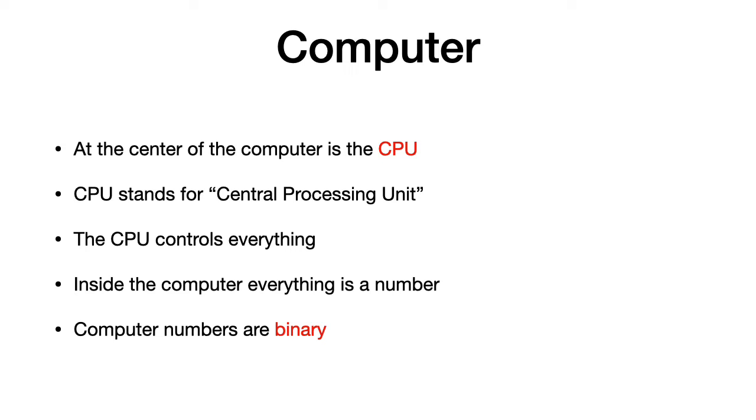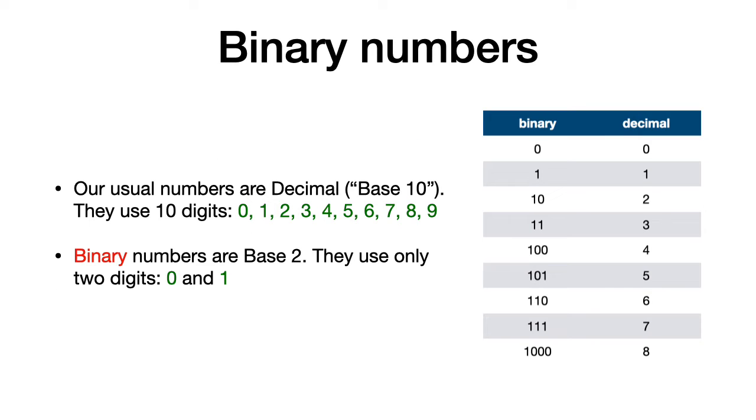The work of the CPU is managing numbers. It calculates with numbers to achieve the desired results. The numbers used in our current computers are binary numbers. What are binary numbers? Our usual numbers are decimal, base 10. They use 10 digits, 0, 1, 2, 3, 4, 5, 6, 7, 8, 9.